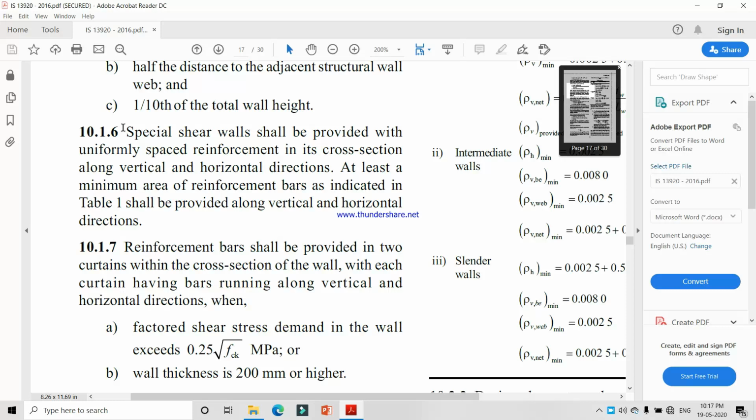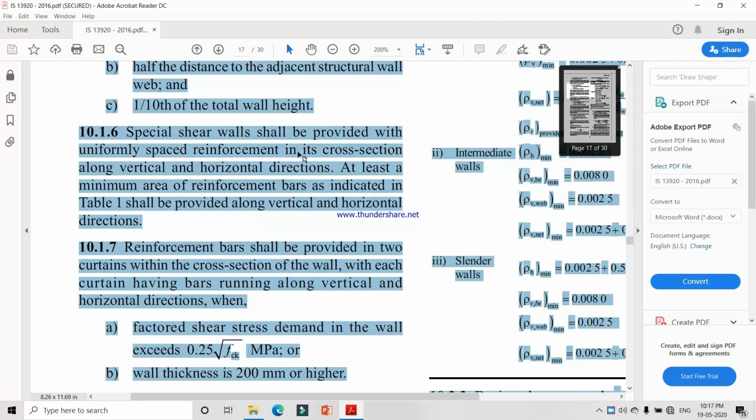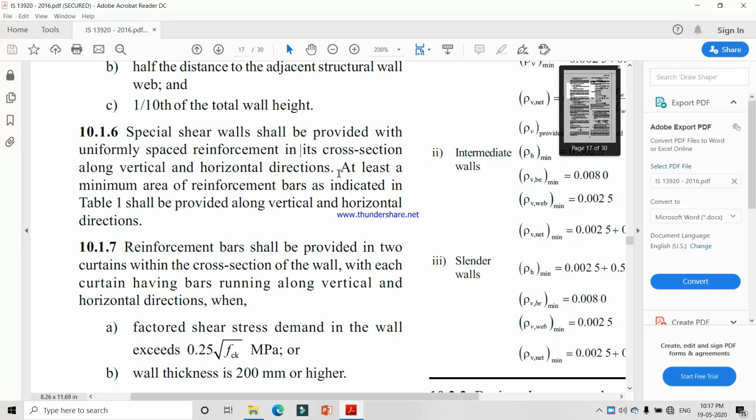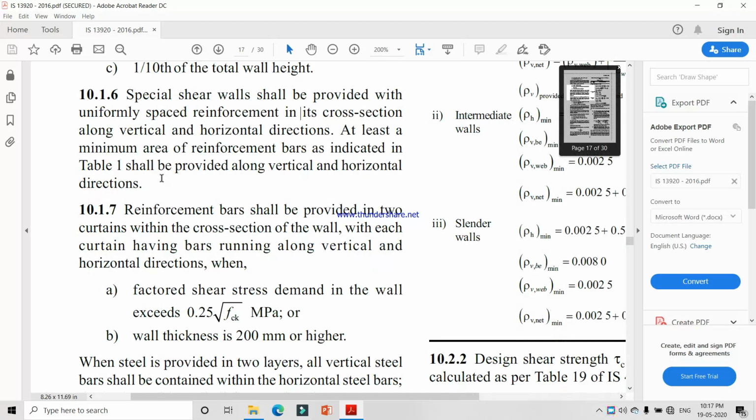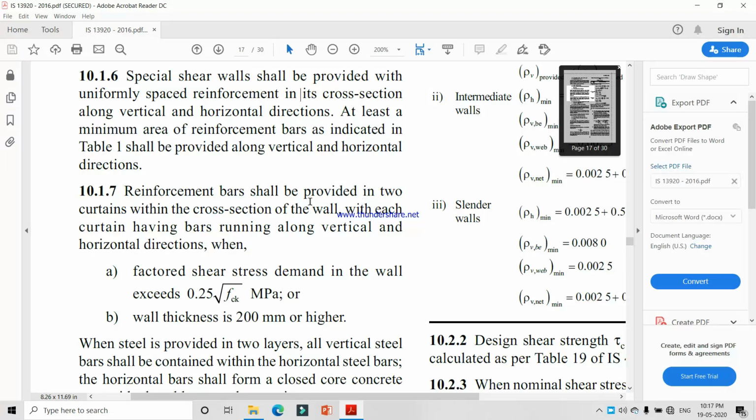Special shear wall should be provided with uniformly spaced reinforcement in its cross section along the vertical and horizontal directions. That means in the case of special shear wall, reinforcement is provided vertically and horizontally, uniformly. The minimum area is calculated as per Table 1. Reinforcement bars should be provided in two curtains within the cross section of the wall, with each curtain having bars running along the vertical and horizontal directions.